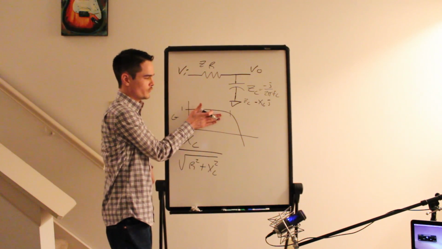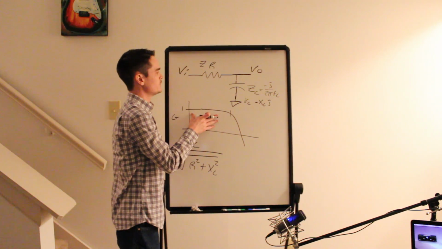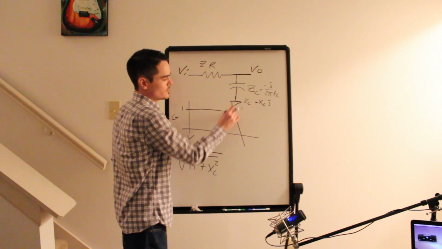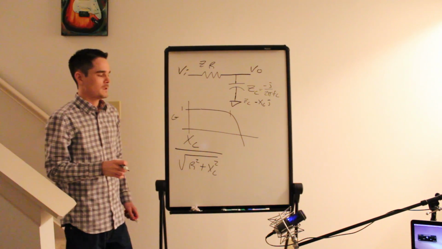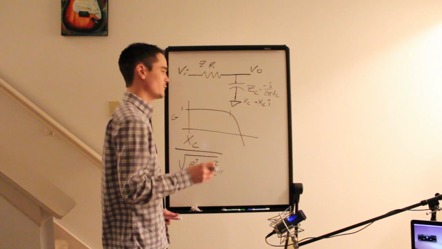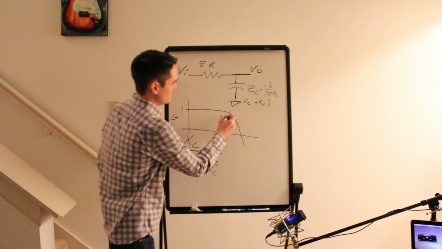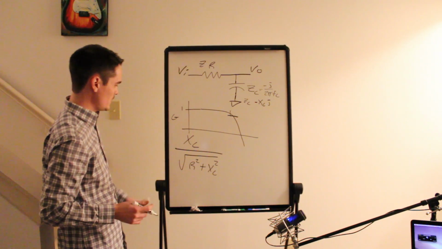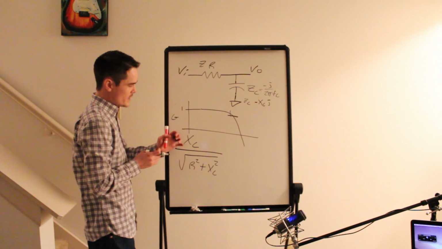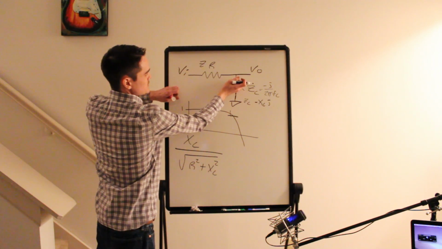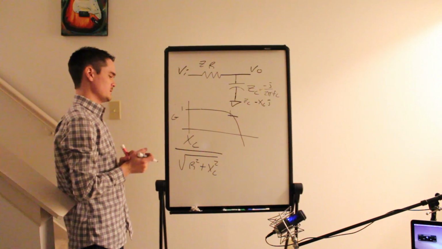Okay, so this is all low frequency here. It passes all this stuff, fine. But then at a certain frequency, it starts dropping. It just so happens that that frequency, when it starts dropping, is the minus 3 dB point. And what happens is, it's when this reactance starts equaling this resistance.